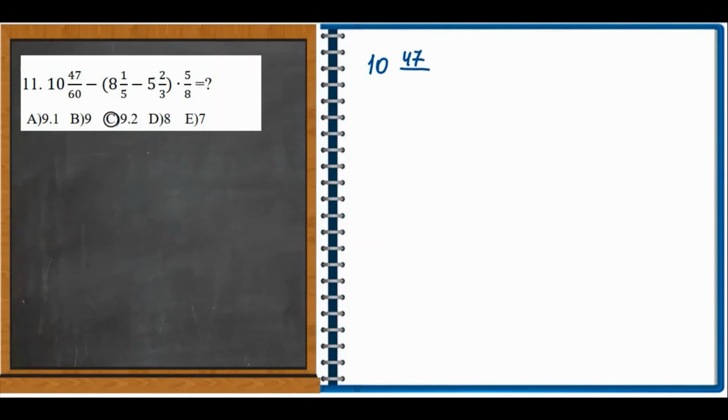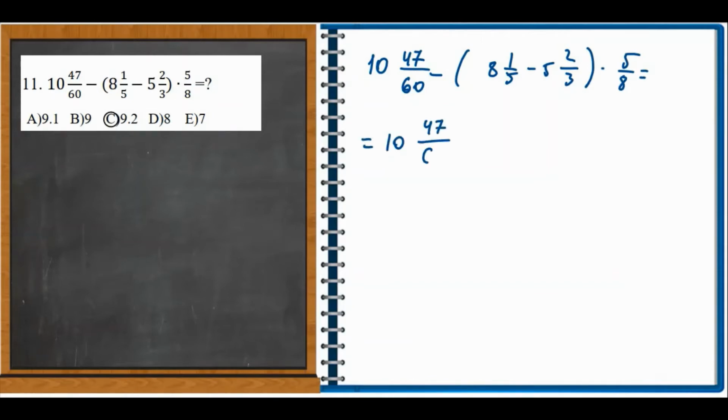10 whole 47 over 60 minus 8 whole 1 over 5 minus 5 whole 2 over 3 multiplied by 5 over 8 is equal to. According to the order of operations, we will first calculate the brackets. 8 whole 1 over 5 minus 5 whole 2 over 3 is equal to.